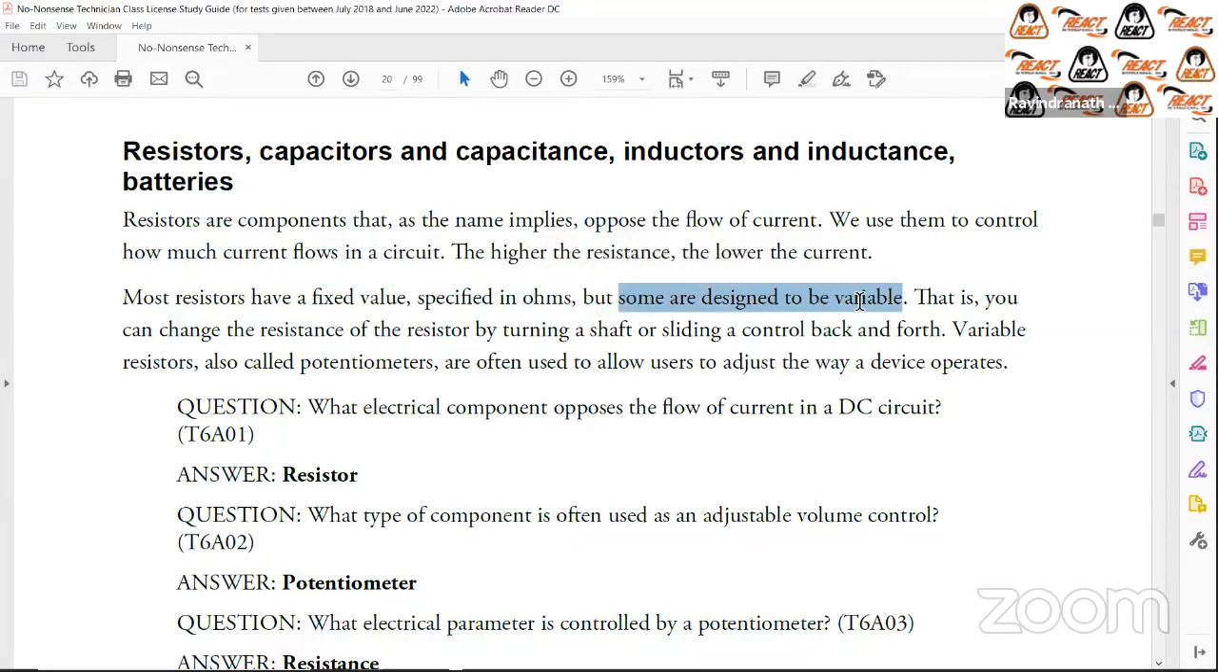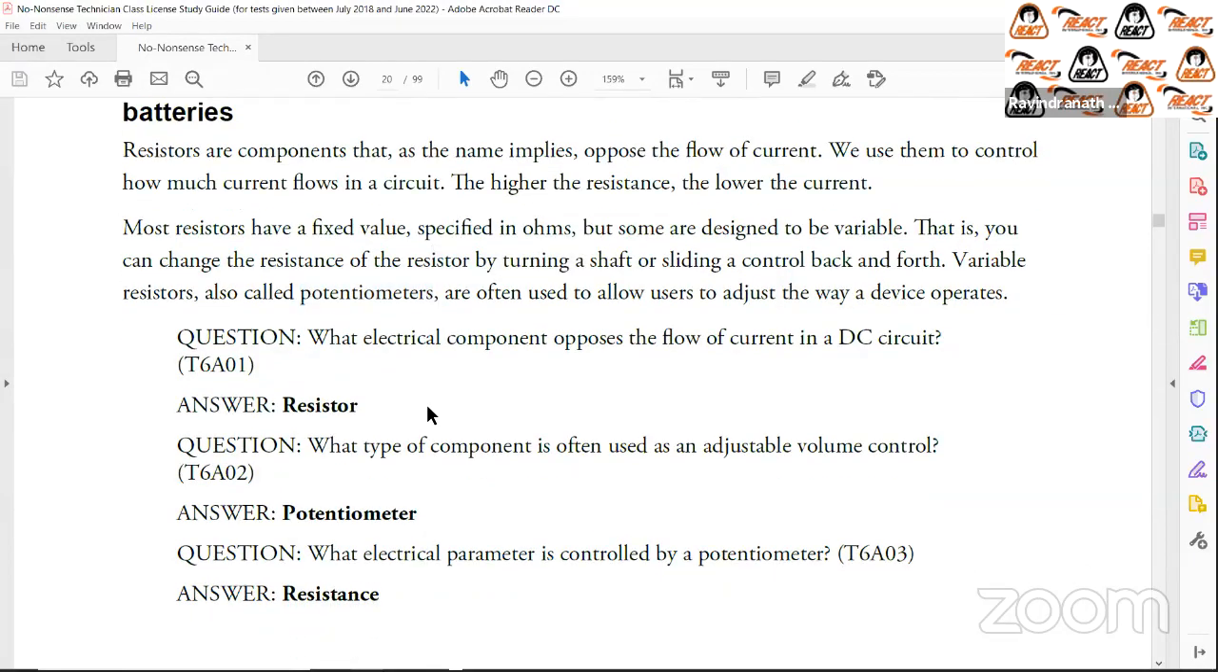However, some resistors are variable, just like in your tap. When you open the lock-off valve halfway or you close it, it's variable. You can apply varying amounts of resistance in your water circuit to increase or decrease the flow of the water. Well, you have variable resistors, and those variable resistors are sometimes called potentiometers, right? So that's just another word for variable resistor. Let's go to the questions that deal with those concepts.